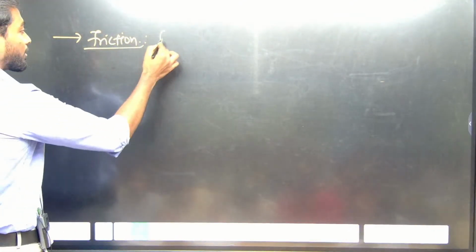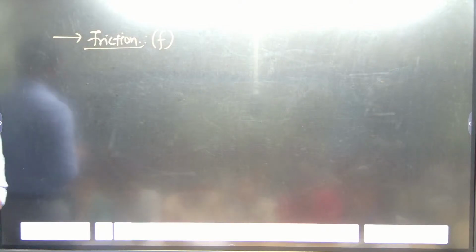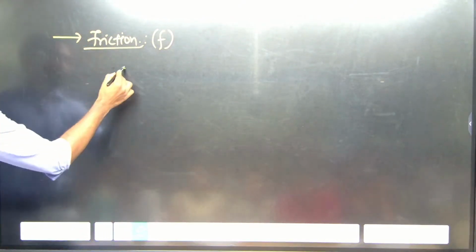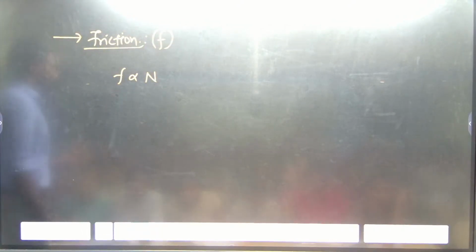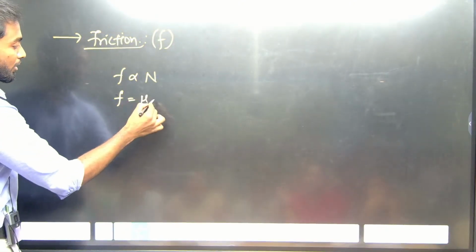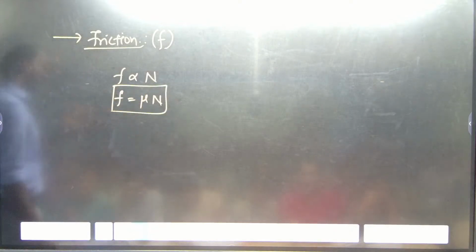Right, on to the next topic, friction. So usually we'll take friction in terms of small f. Okay, so f is directly proportional to the normal force, and to remove the proportionality we are adding a constant called mu. So what is the unit of mu here?